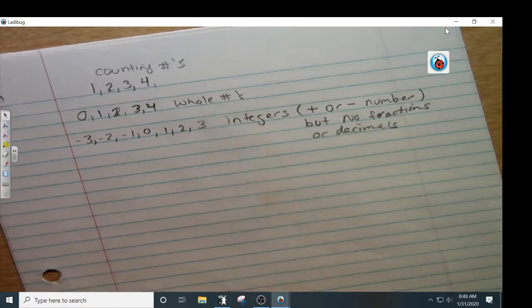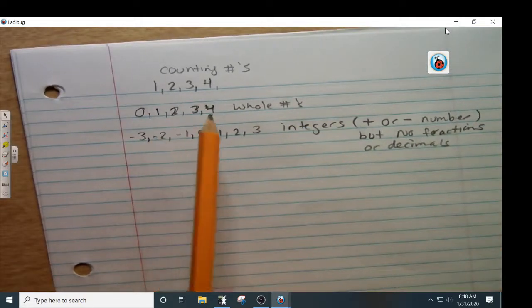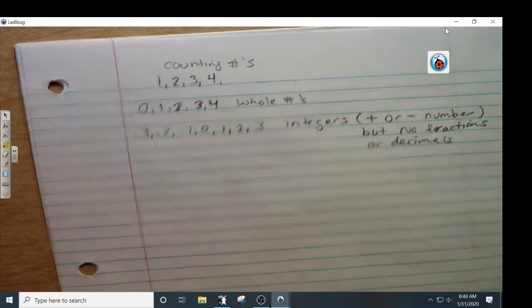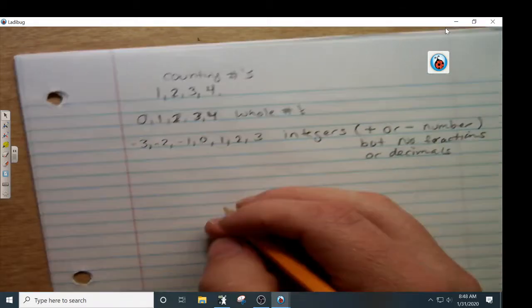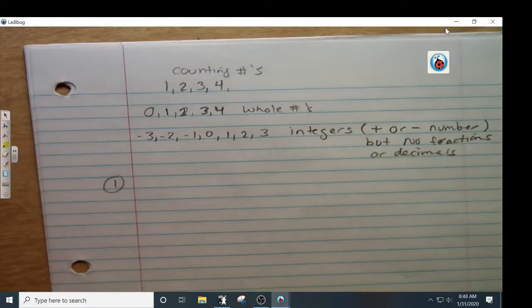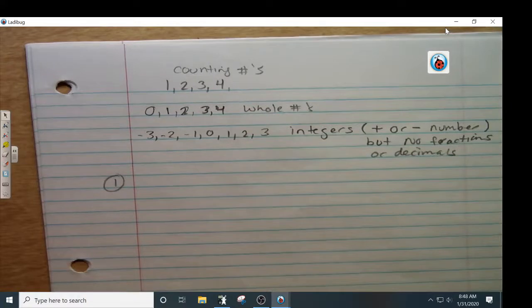Okay, so now let's talk about. So, guys, if you have an integer problem, are you going to get a decimal? No, you can't have decimals because integers do not encompass decimals. Okay, that's when you go to rational numbers. All right, now, so let's talk about number 1 real quick. Now it says find 2 consecutive integers whose product is 72.